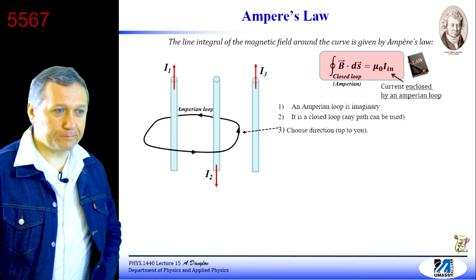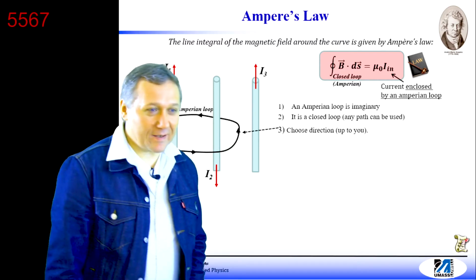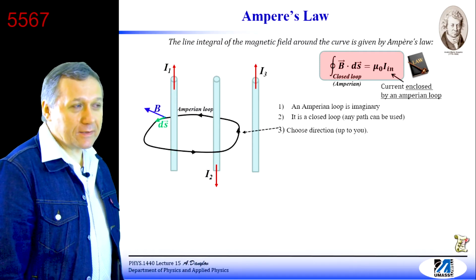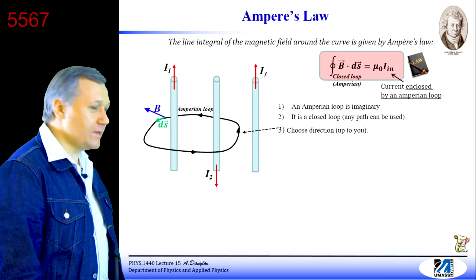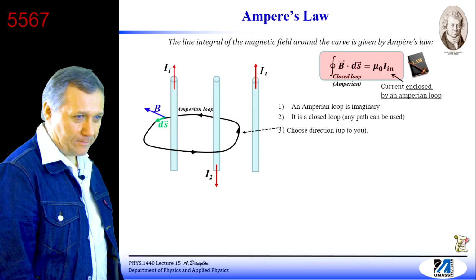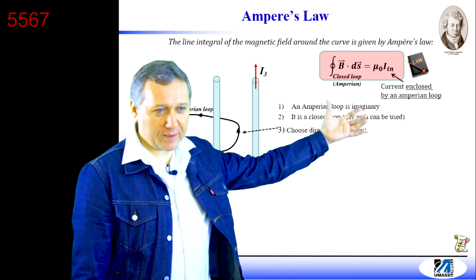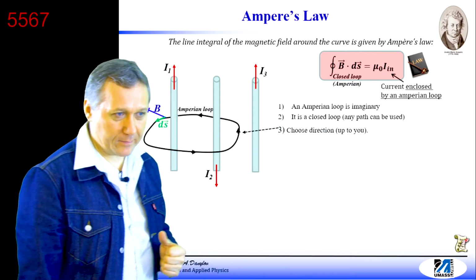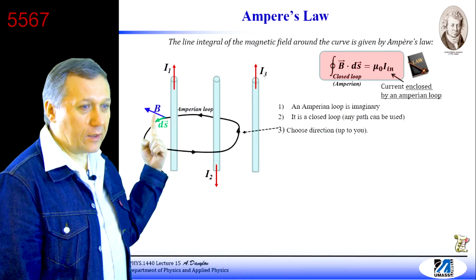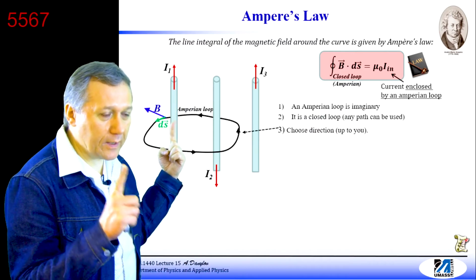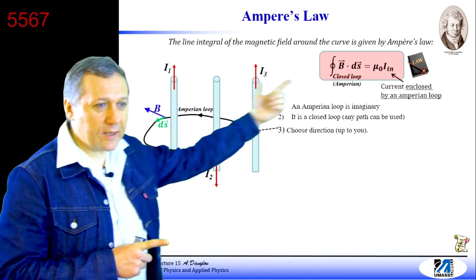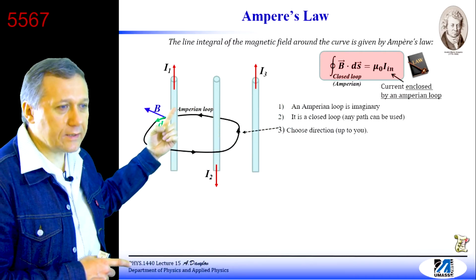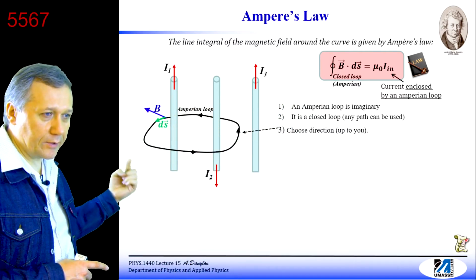So next, let's try to understand the meaning of this integral. Meaning of that integral over the closed loop, B dot ds, integration over a line. So when you take this integral, you are all the time on your Amperian loop.